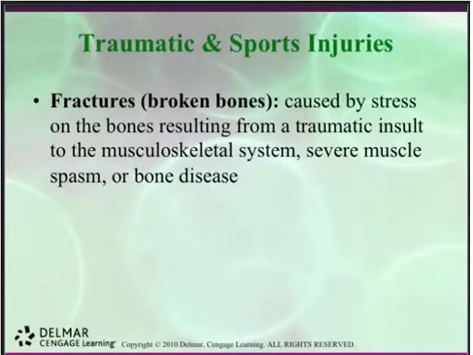An open fracture, which is where the bone protrudes through the soft tissue, needs to be treated immediately because of the increased risk of infection. It requires, again, reduction and splinting and immobilization techniques. So let's take a look at fractures.